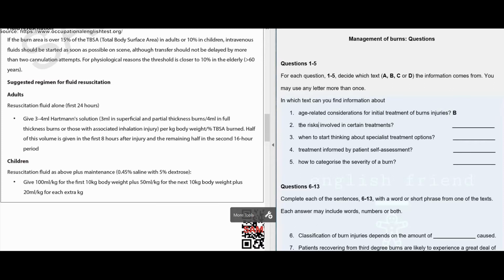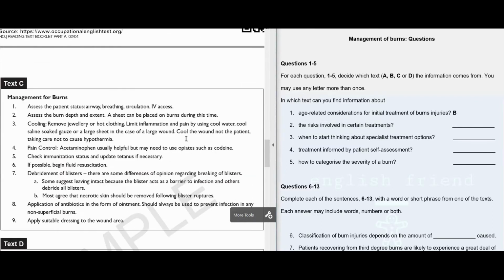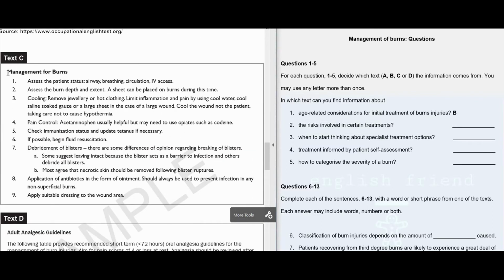Now question number 2. The risks involved in certain treatments. So treatment can be found in text C, where they are dealing with management for burns. Here in the third point, you may see they're talking about cooling. And here you can find cool the wound, not the patient, taking care not to cause hypothermia. So that's the risk involved in that particular treatment. So the answer for question number 2 is C.